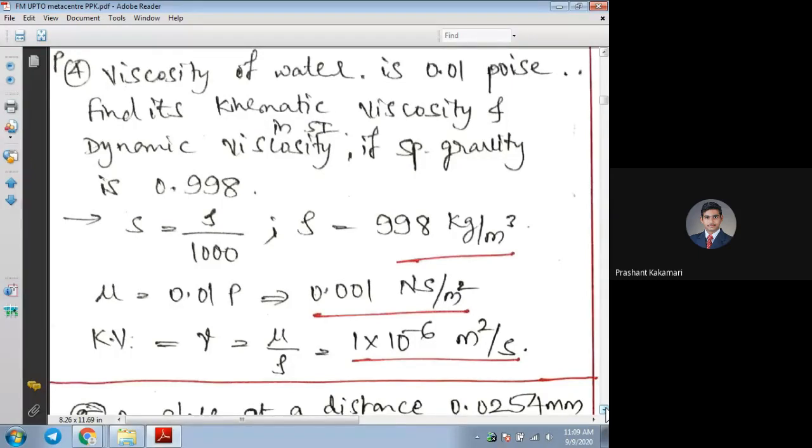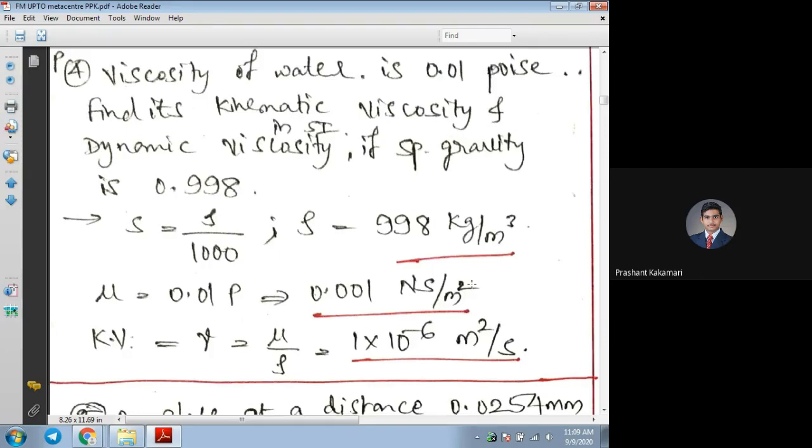What we are doing is finding the density of the required fluid by multiplying 1000 into specific gravity, that is 0.998. Now I can take this density of the liquid and the dynamic viscosity which was converted above, and find out the kinematic viscosity of the given liquid, or the water itself. That will be around 1 into 10 raised to minus 6 meter square per second. So just check: 0.001 divided by 998.